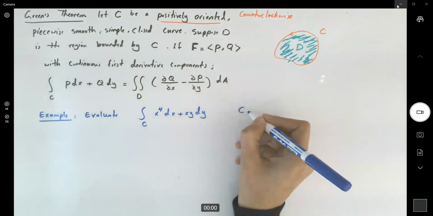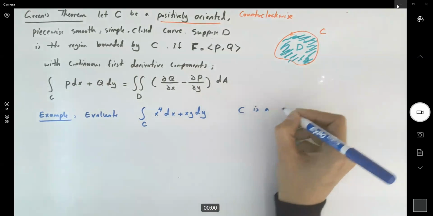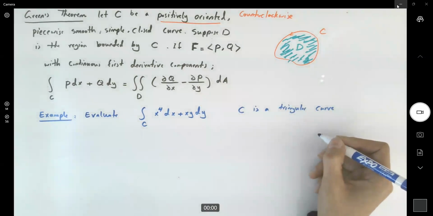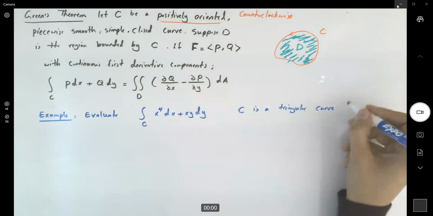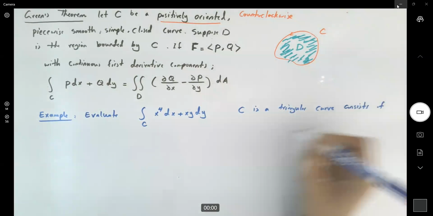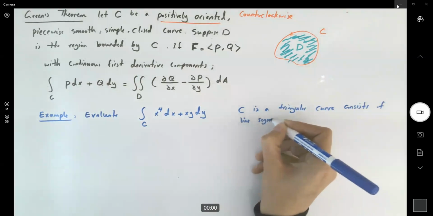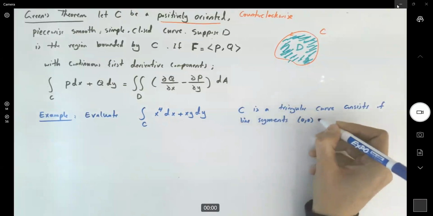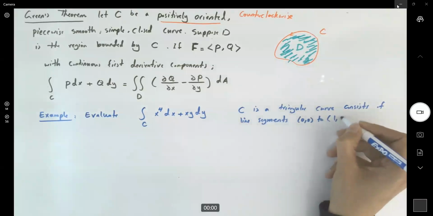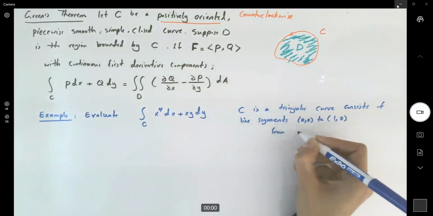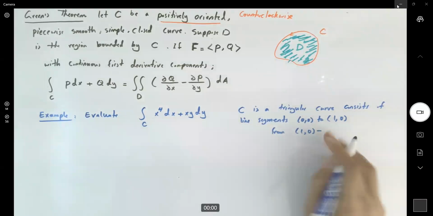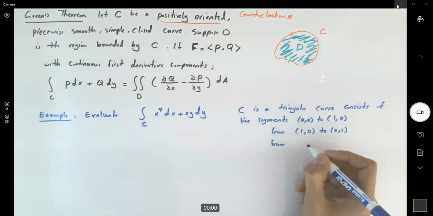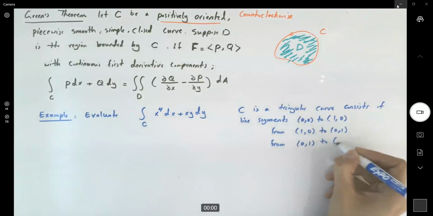C is the triangular curve that consists of line segments starting from (0, 0) to (1, 0), and then from (1, 0) going to (0, 1), and from (0, 1) to (0, 0). Okay.